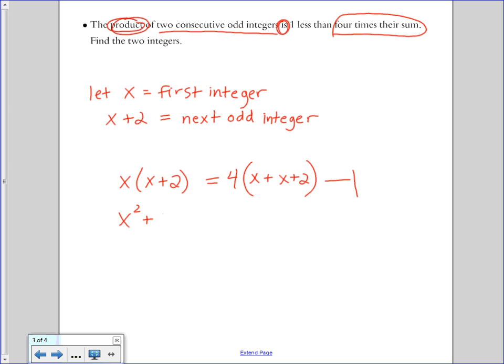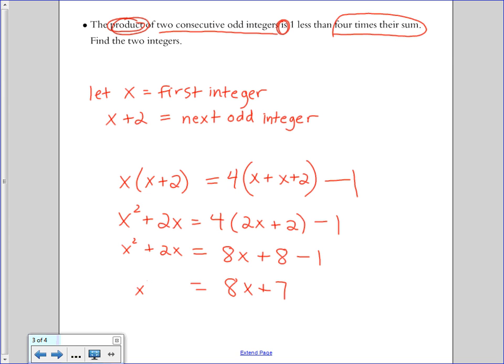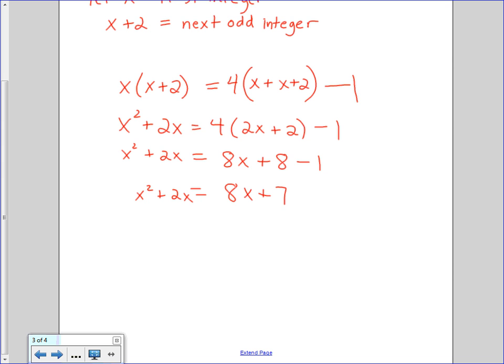So distribute over here. Get these simplified, distributed. Keep simplifying. This still says x squared plus 2x. It's quadratic. I'm going to get everything to the left and see if I can factor this one. X squared, oh, let's subtract the 8x here. So 2x minus 8x is minus 6x. And let's subtract the 7 also. It says equals 0. So let's see if I can factor it.